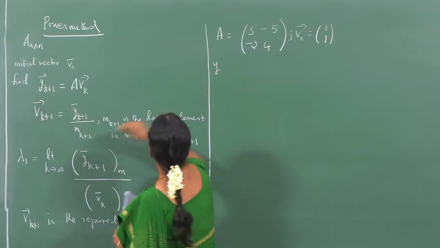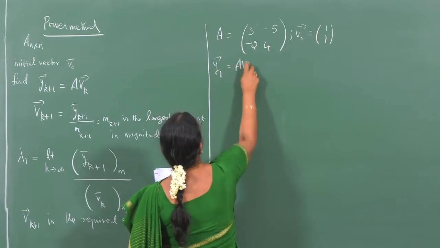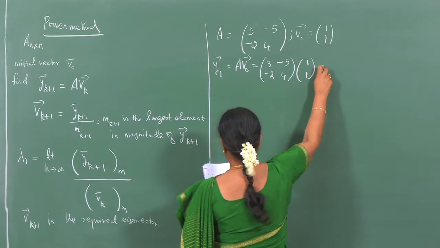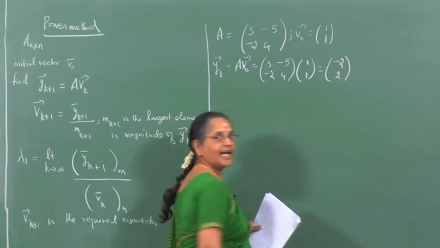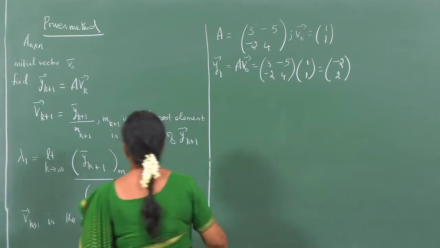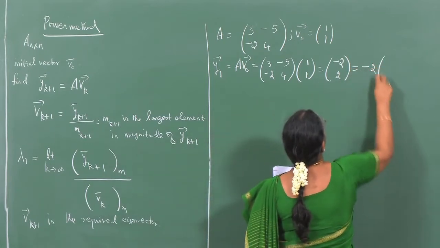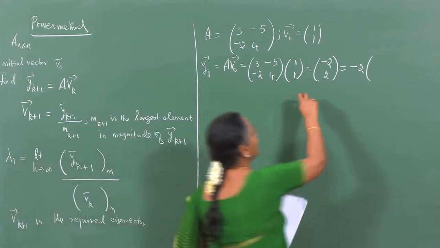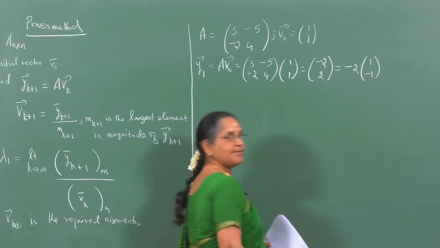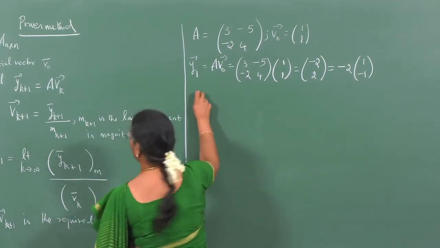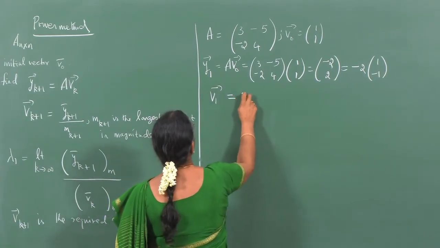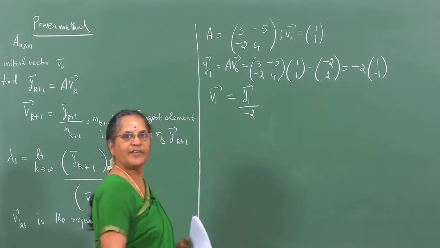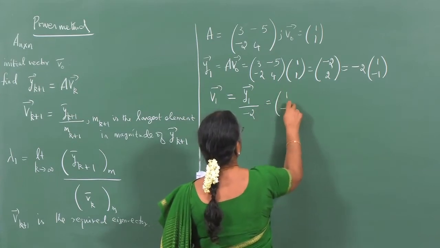So, we should find first the vector y 1, which is A times V naught. So, it is 3 minus 5 minus 2, 4 into 1, 1, and that is the column vector having components minus 2, 2. Now, I remove the largest element in magnitude and write down the vector as minus 2 times 1 minus 1. So, now I should define V 1. What is V 1? That is y 1 divided by the largest value of the element that I have factored out. So, that will give you 1 minus 1.